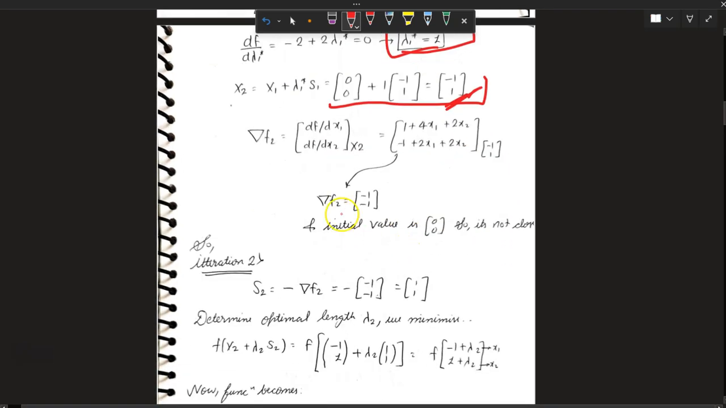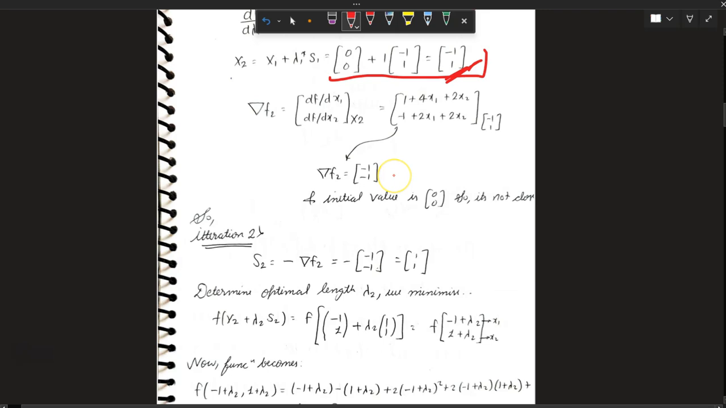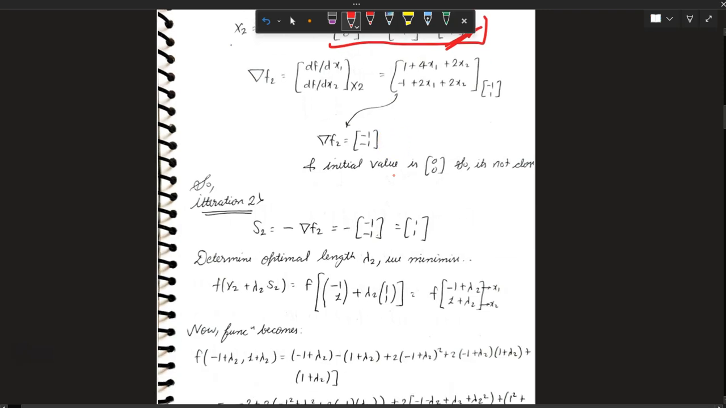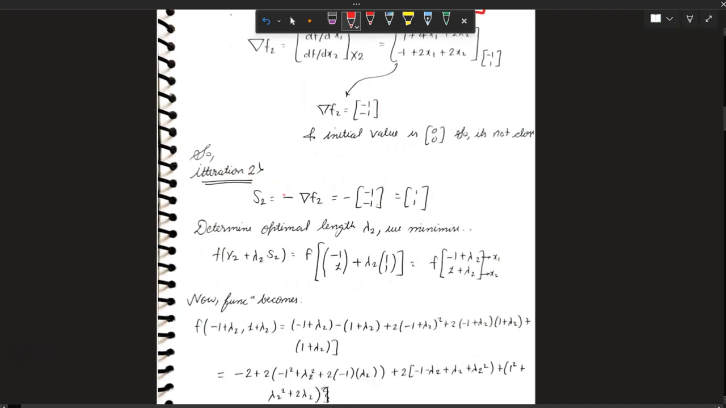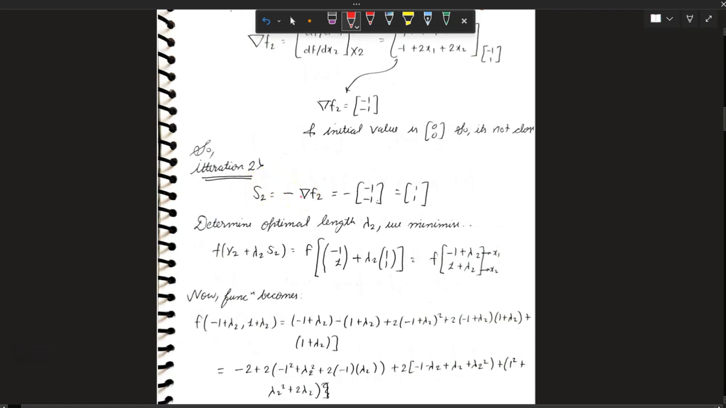After putting the value, you will get minus 1 and 1. Now compare it with the initial value, that is 0, 0. It is not close because it's a difference of 1 and that's not acceptable. So you have to move further for the second iteration, and likewise you have to do the same here.